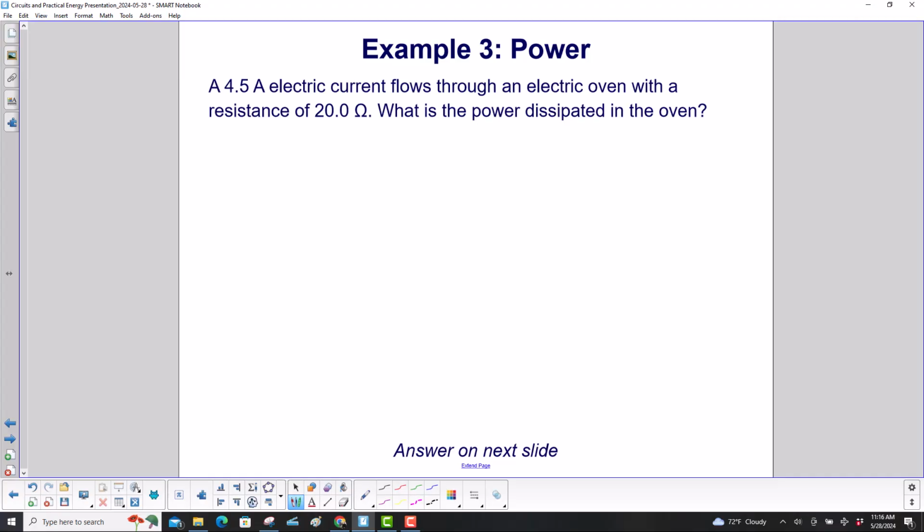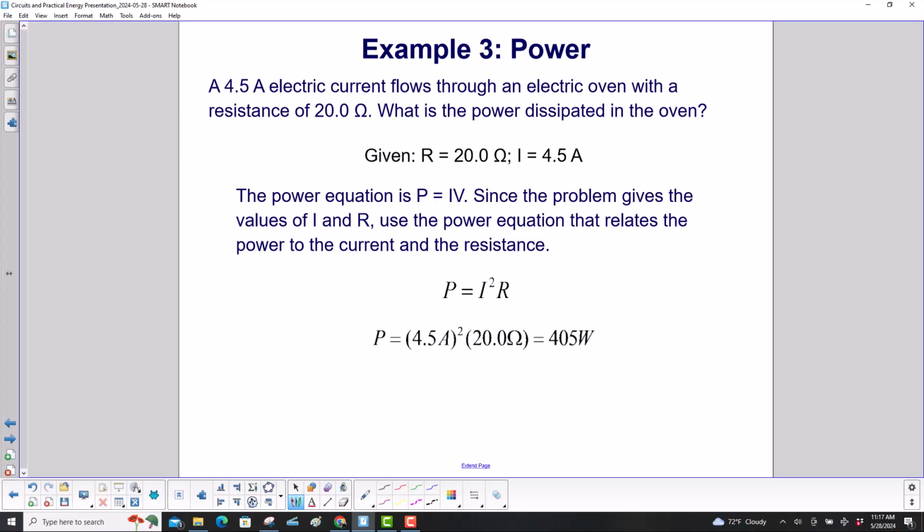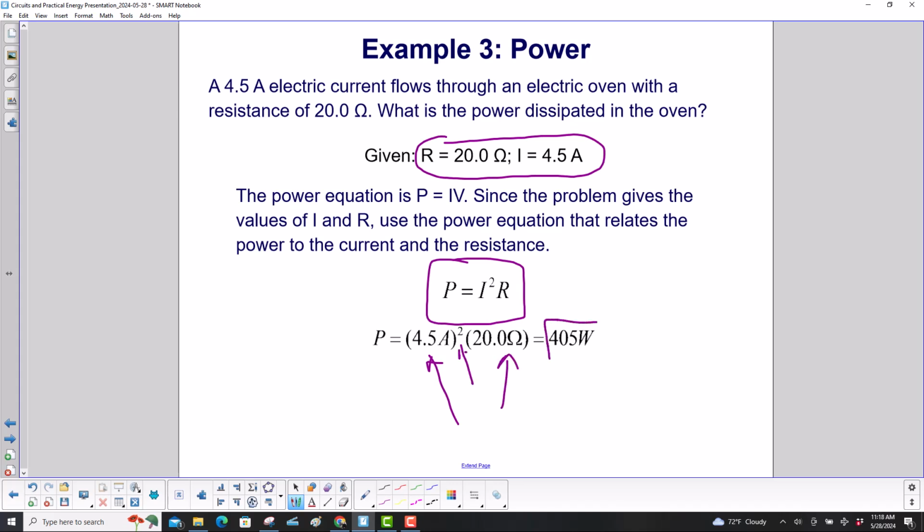A 4.5 amp electric current flows through an electric oven with a resistance of 20 ohms. What is the power dissipated in the oven? This time we have the resistance and the current given. The power equation is IV. Since the problem gives the values of I and R, we need to use the power equation that relates the power to the current and the resistance, which is I squared R. So here's our current, and make sure you remember to square it, times the resistance, and we get 405 watts.